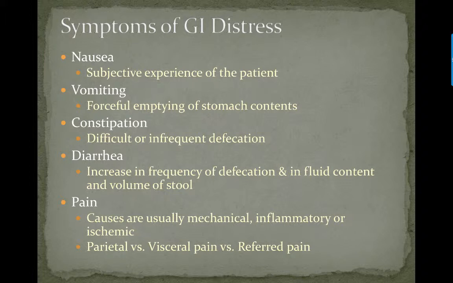Diarrhea is another very common symptom of GI distress, and that's an increase in the frequency of defecation and in fluid content and volume of the stool. So it could just be simply that the patient is going more often, or it's that the volume of stool that's produced is very watery. More than 3 bowel movements per day is considered abnormal. Normal adult stool volume is about 200 grams per day.